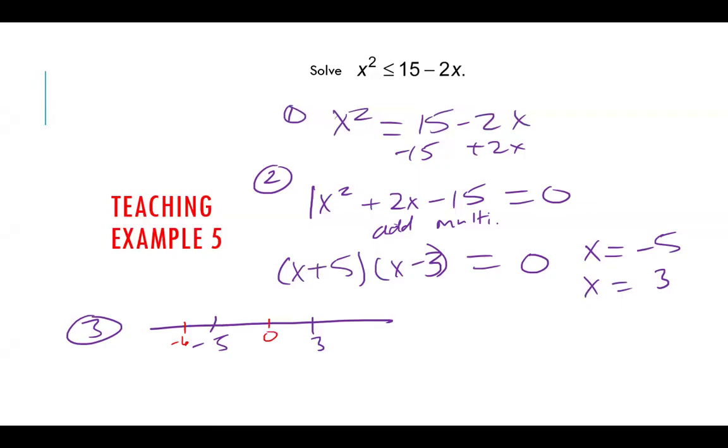I'm going to choose 0 because anytime I can choose 0, guess what I'm going to do? Choose 0. Okay, and then I'm going to choose 4, to the right of 3. Personally, I like to start with 0 because if I start with 0, the rest is going to fall into place. Does that make sense? So if I choose 0 and plug it back into step 2, everything with an x becomes 0, and I'm just left with -15. So that means the y values between -5 and 3 are going to be negative y's. Does that make sense?